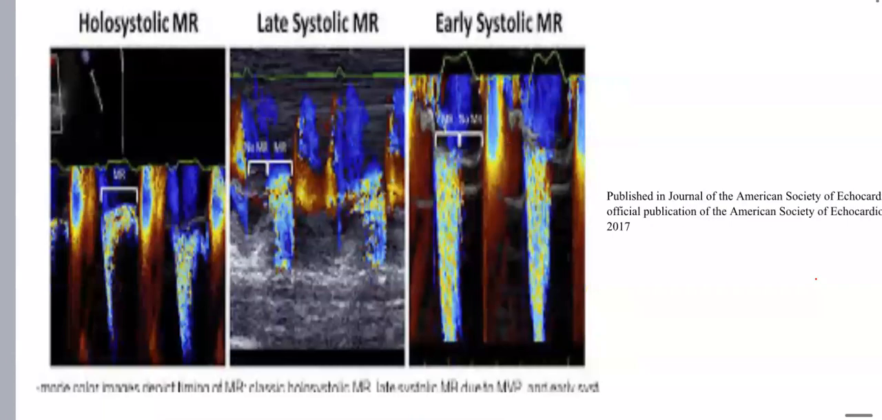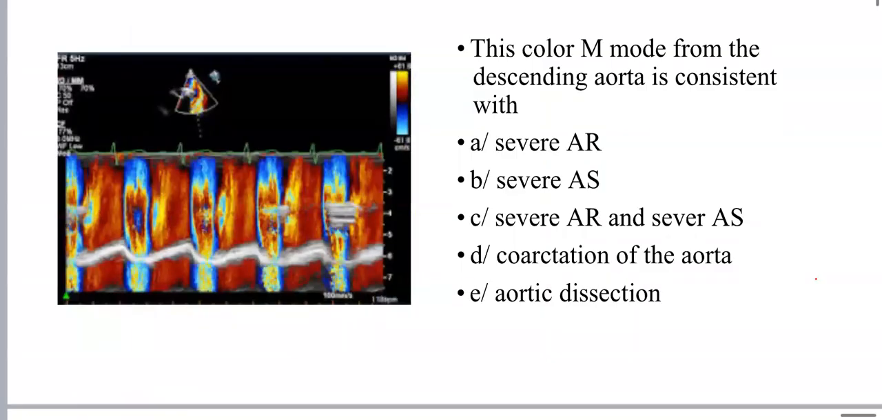Okay. Another thing is this. This color M mode from the descending aorta is consistent with severe AR, severe AS, coarctation of the aorta or aortic dissection. What do you think? Severe AR. Severe AR. Explain. Can you explain?